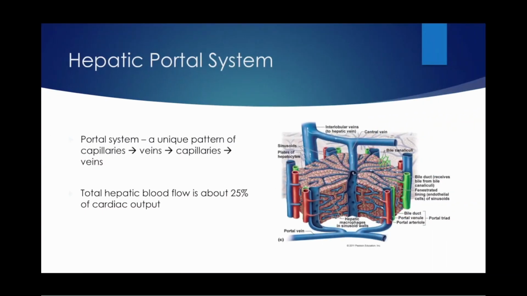Here's our portal system again. Unique system of capillaries, veins. The total hepatic blood flow is about 25% of cardiac output. A lot of that blood goes to the liver. That's why if people ever had liver surgeries, they lose a tremendous amount of blood. They have to refill all that blood because of the blood they lost with the liver surgery itself. Lots and lots of blood through there.